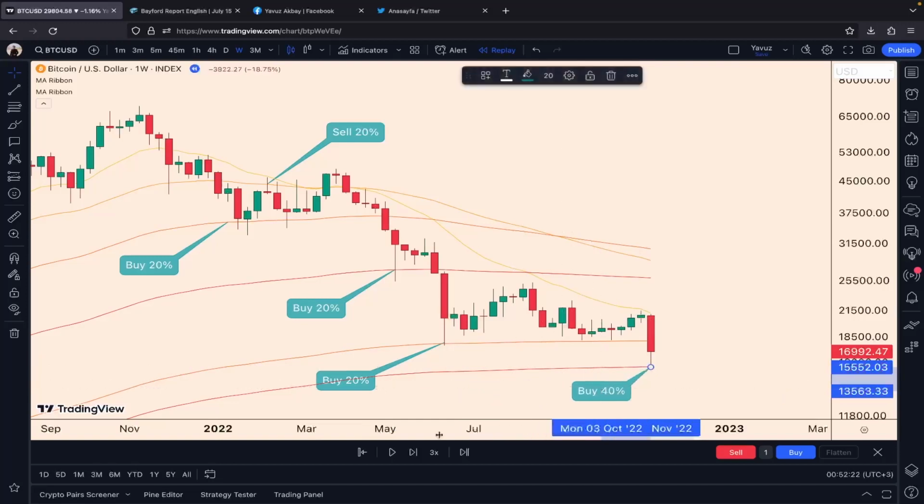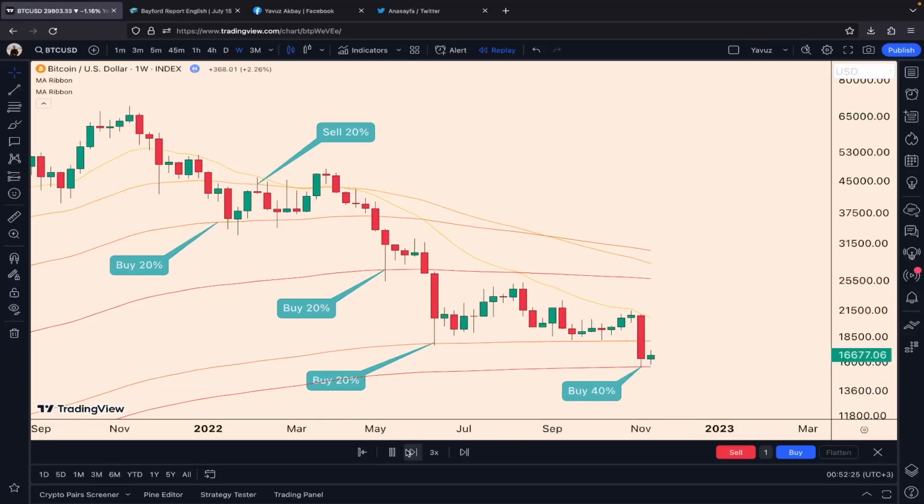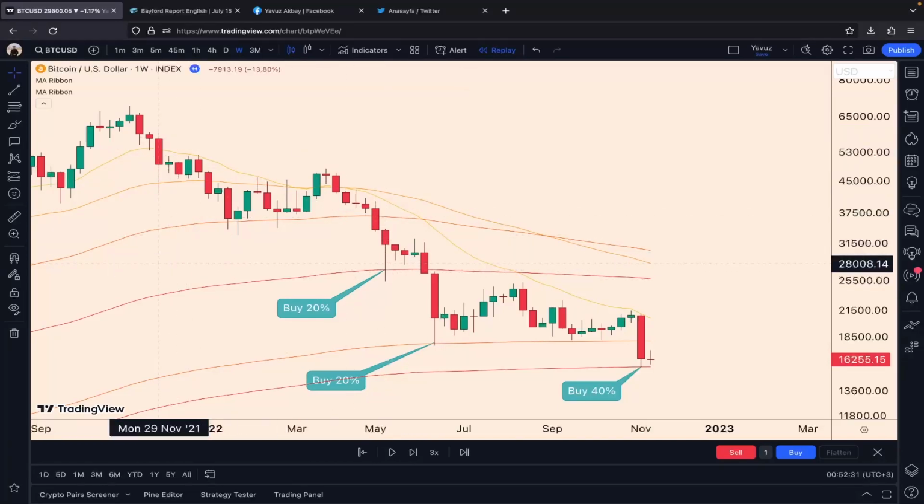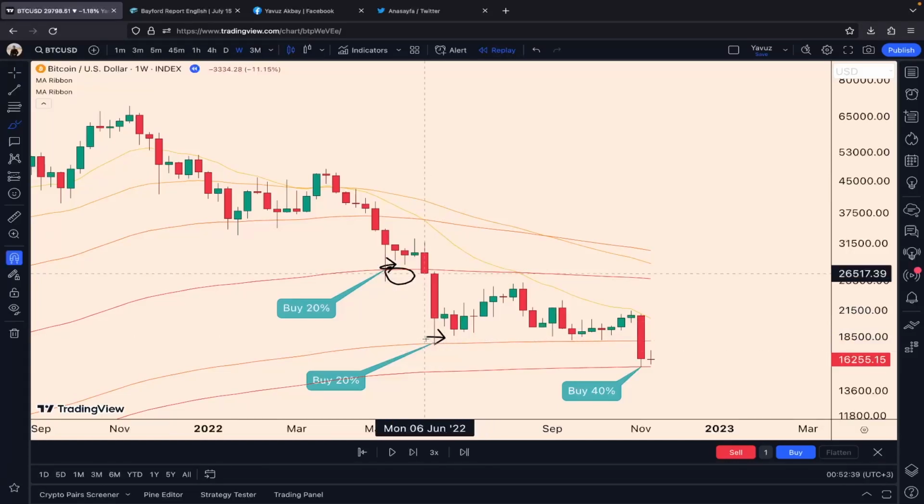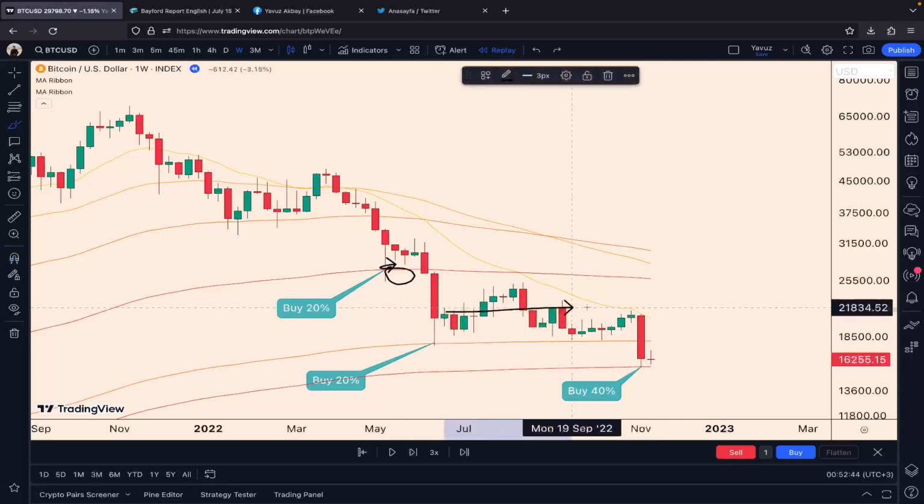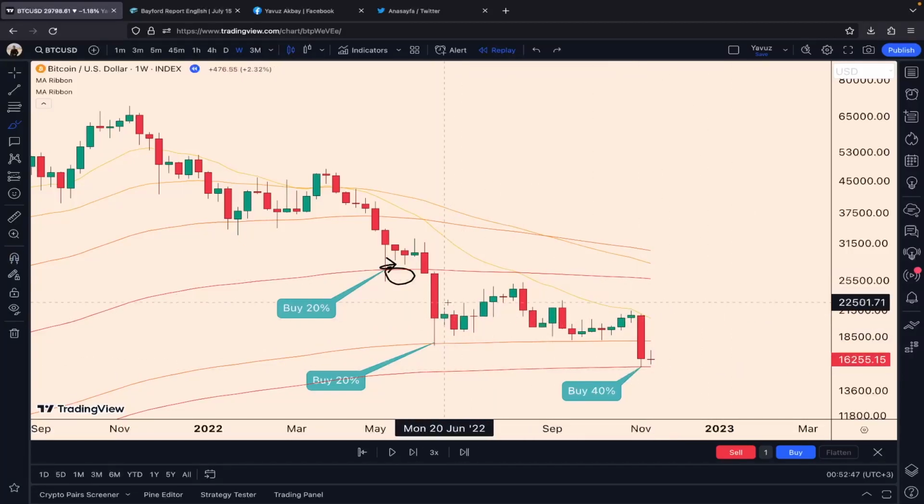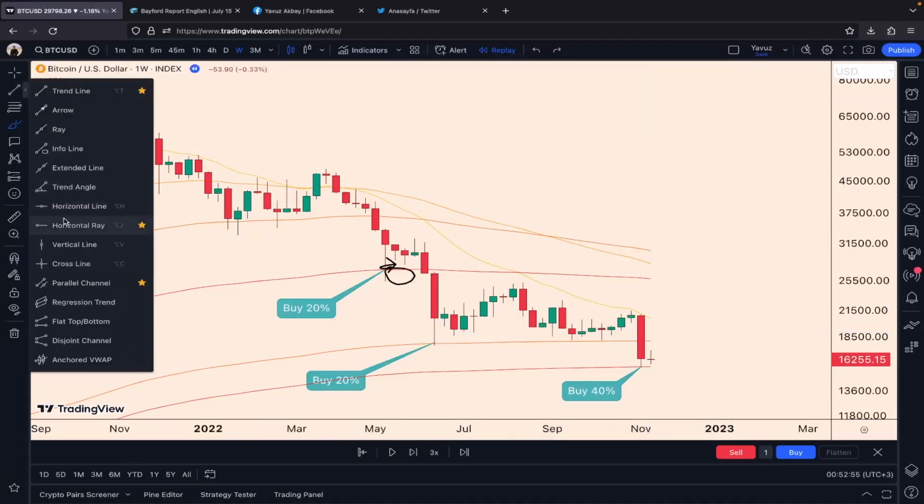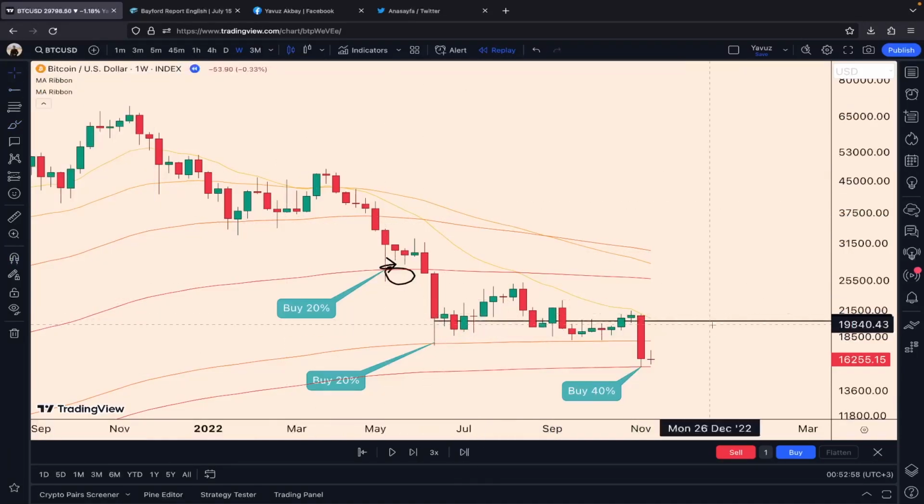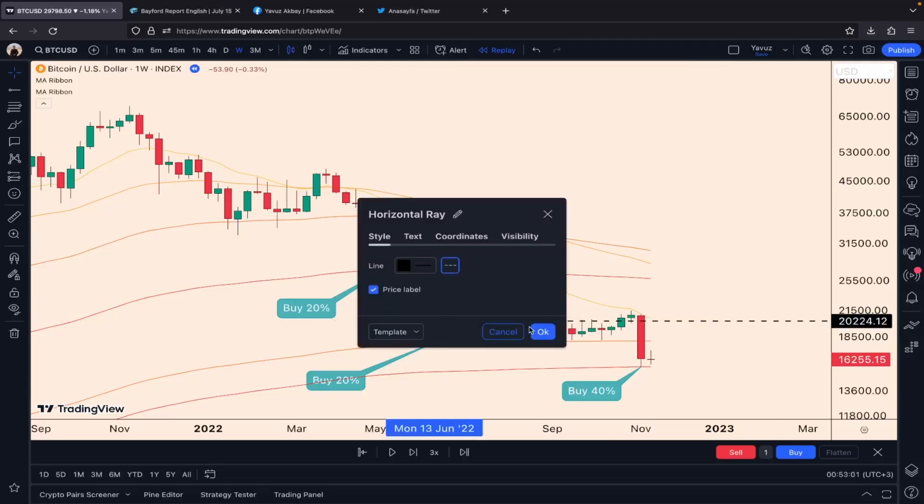We saw that level. After that level, look, I bought here. Let's delete these because these are filled. I bought here, I bought here, and I bought here. So my average is some kind of here, actually, because I bought 40% here. Let's put a horizontal ray here. I'm just giving you an example.